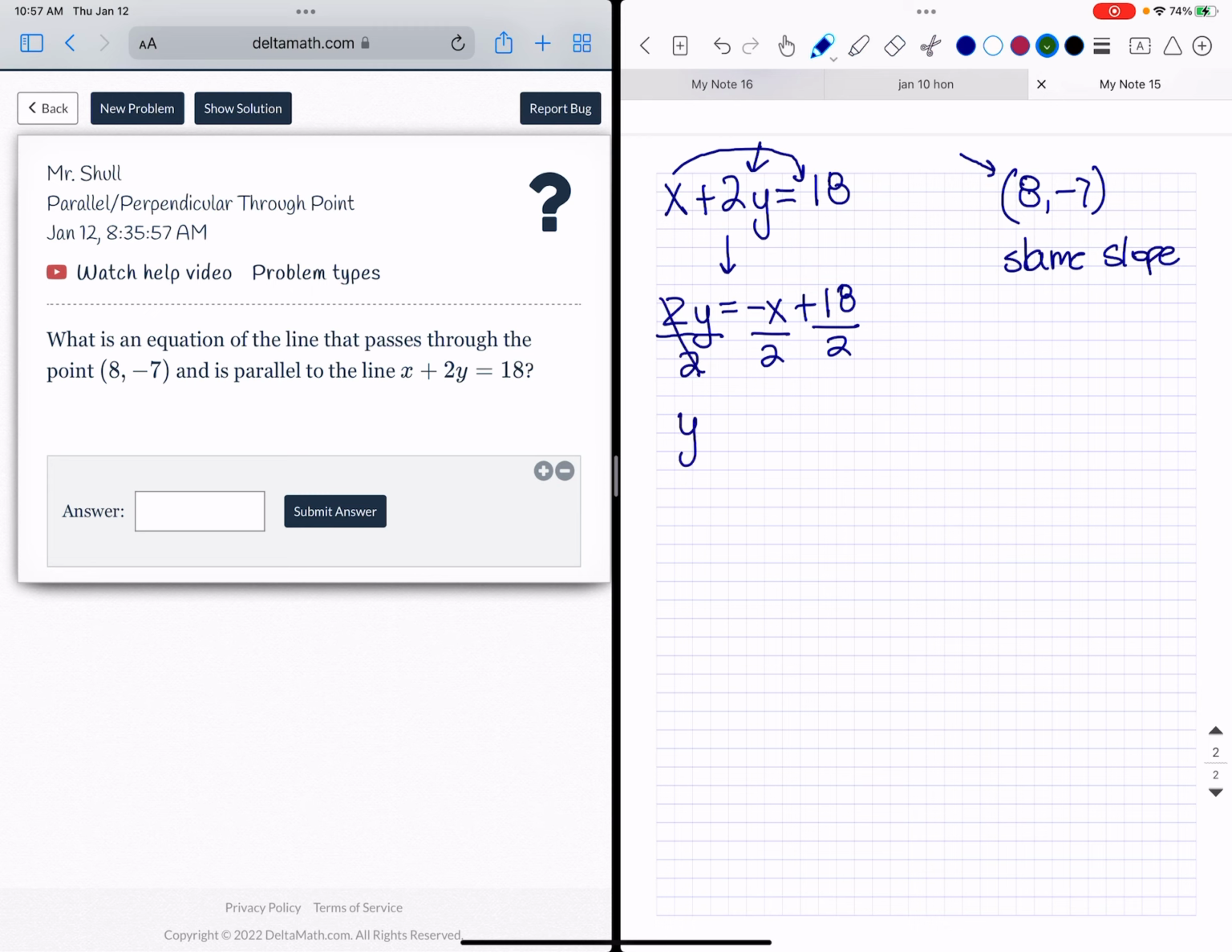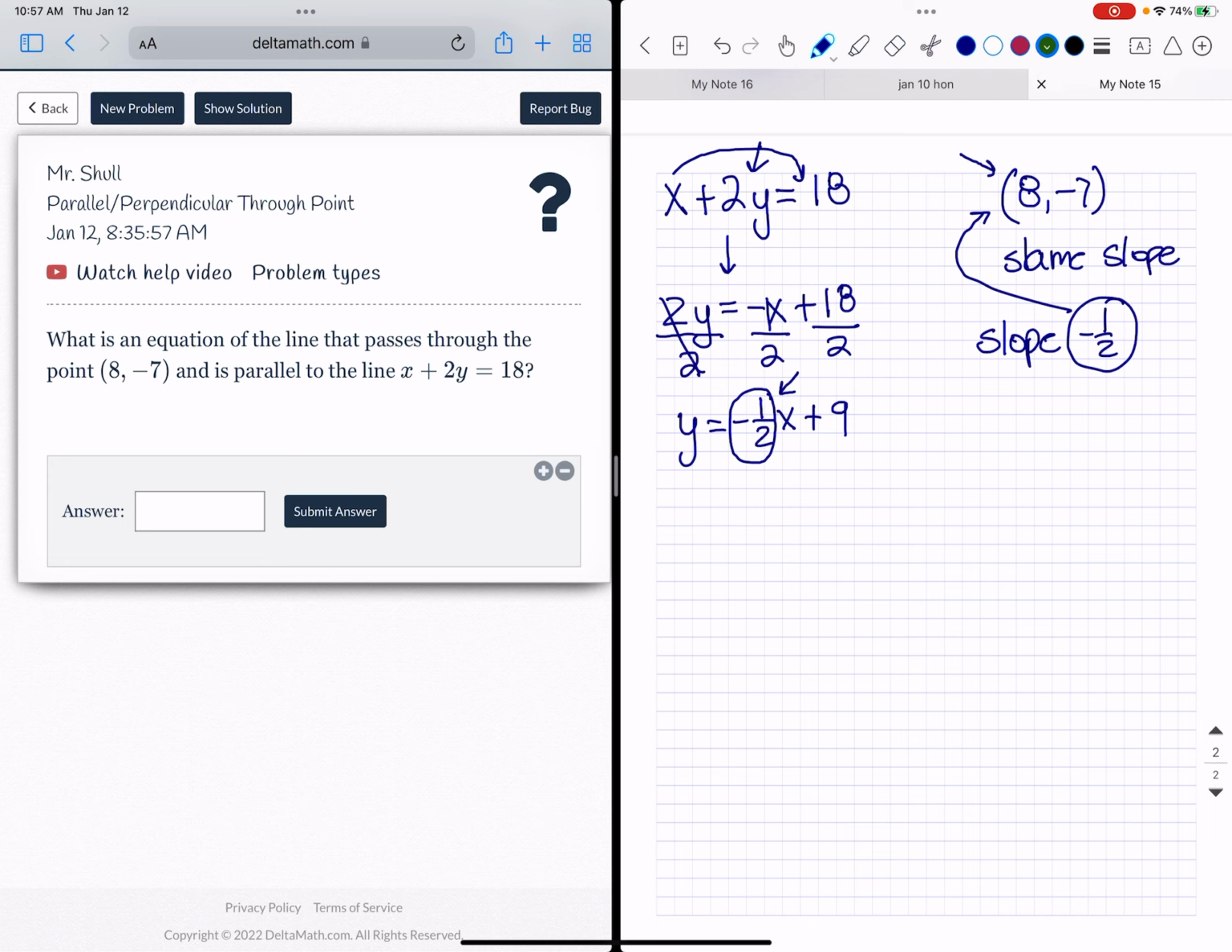So now y equals -1/2, right? There's a 1 up there. -1/2 x plus 9. So I can see that this equation actually has a slope of -1/2. So the only thing that I want to do really is steal the slope because I need a line that's parallel to that line. So I'm gonna steal the slope. So now I have a slope of -1/2 and I need it to go through this point.